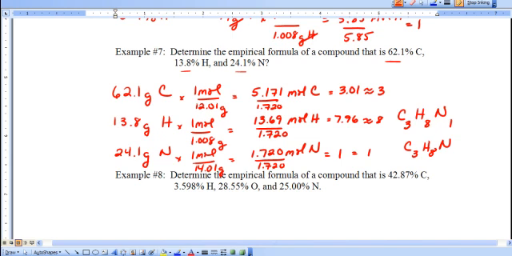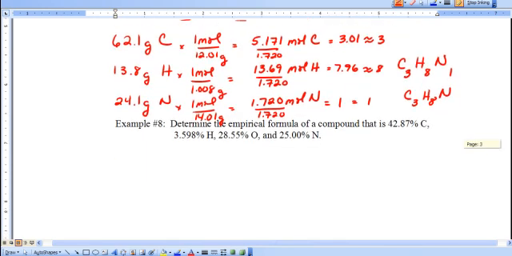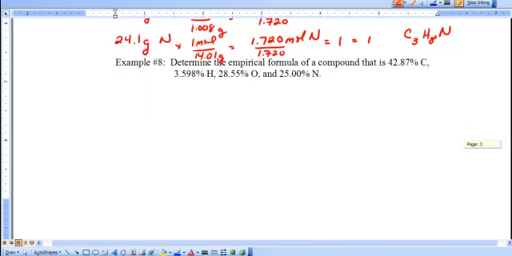Now, example number 8. Once again, if you want to pause and give this one a shot, feel free. If not, away we go. The empirical formula for a compound that is 42.87% carbon, 3.5898% hydrogen, 28.55% oxygen, and 25% nitrogen. So we have 4 elements in this case. It's exactly the same as before.